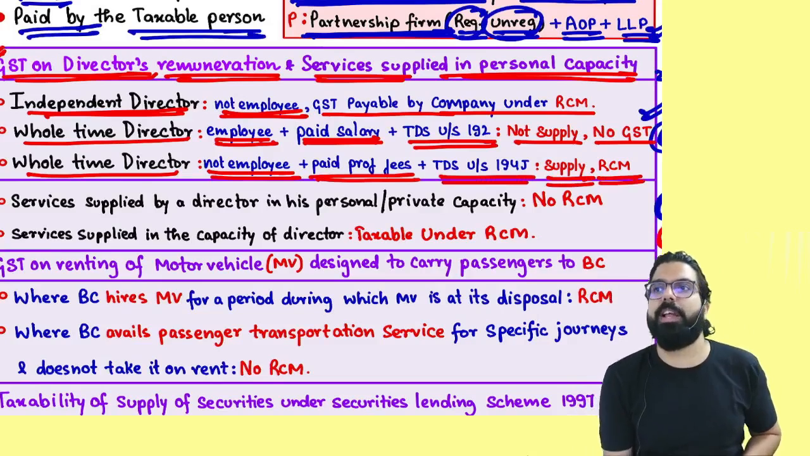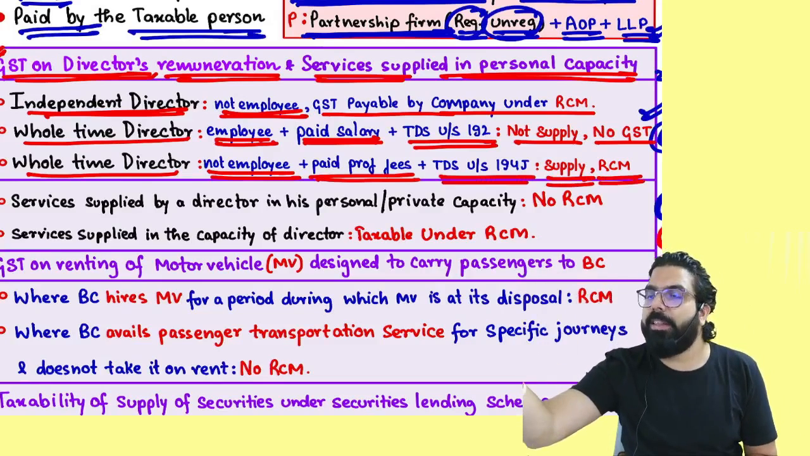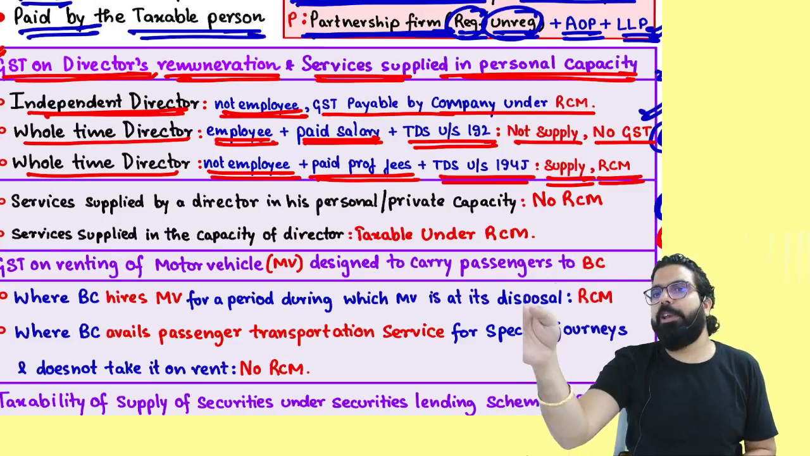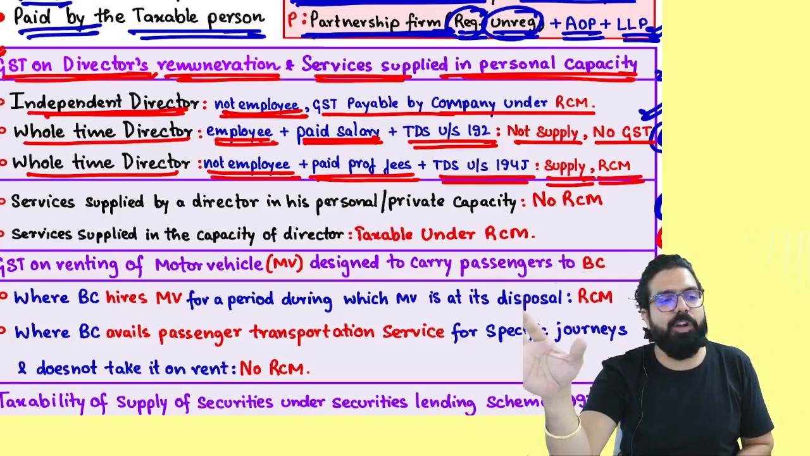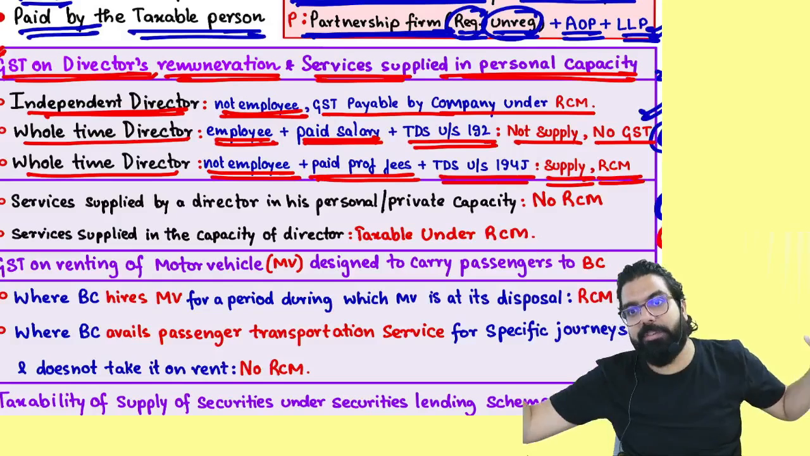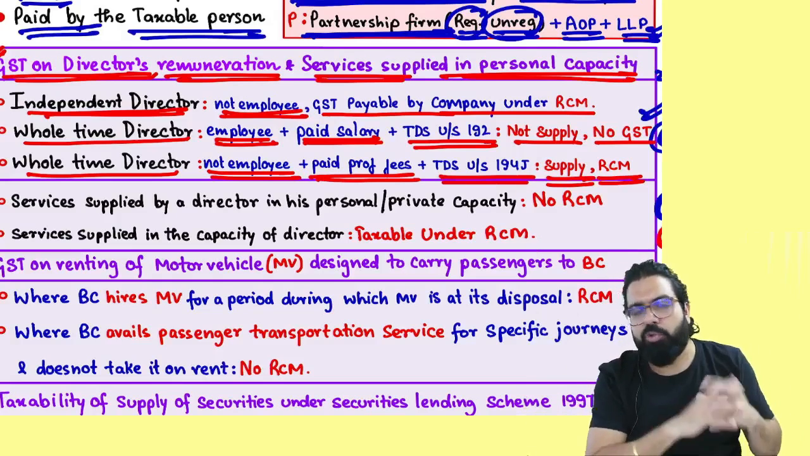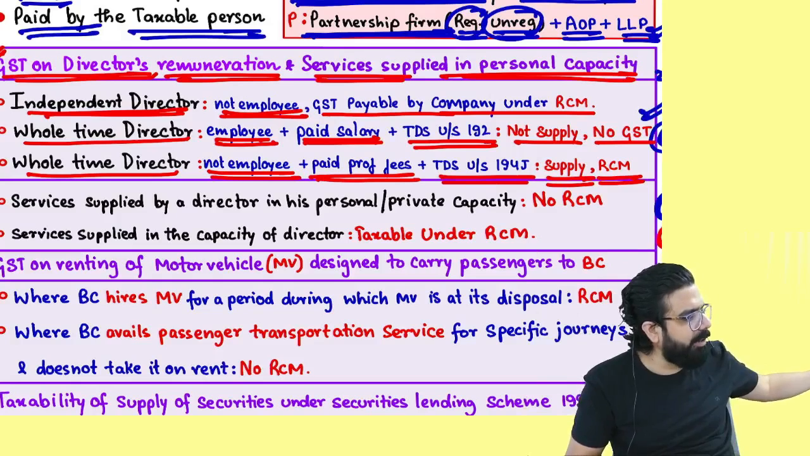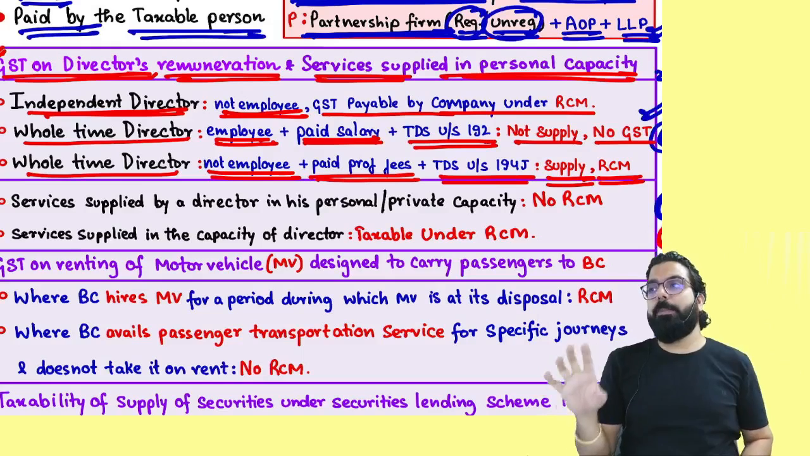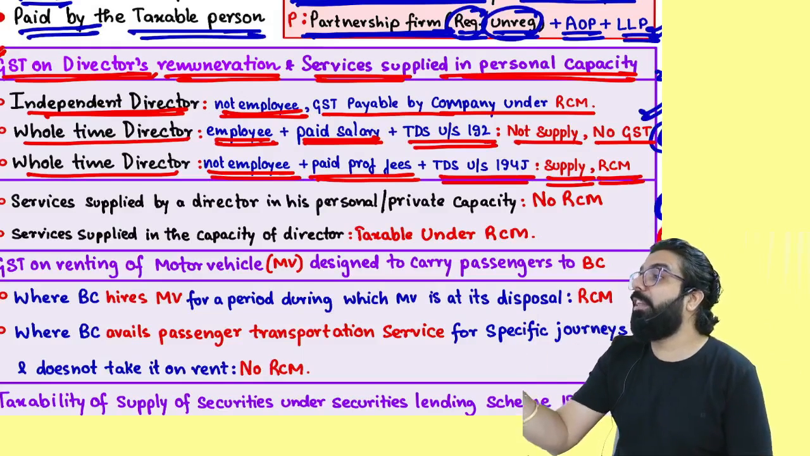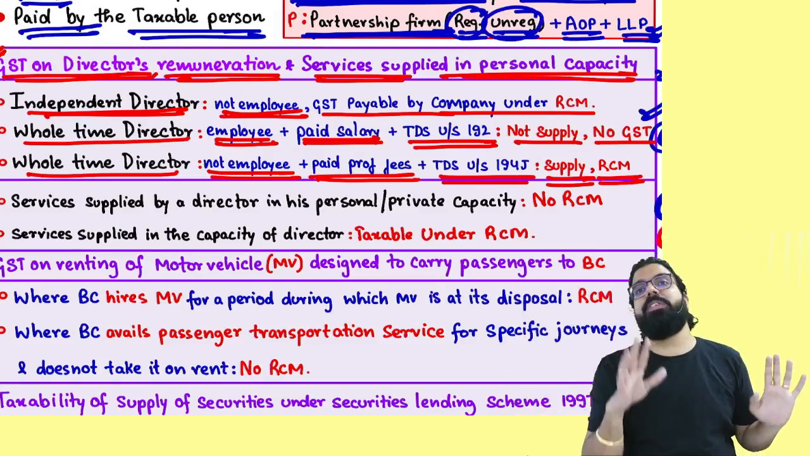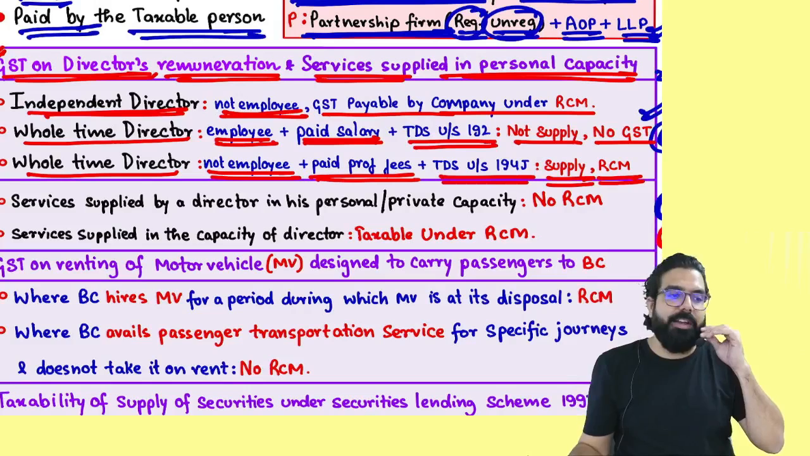The next one over here, tell me one thing. You are a director. In the capacity of the director, if you give me the service, I should pay GST under RCM. For example, you are the director of my company, but not in the capacity of director, you gave me your commercial building on rent. Should I pay GST under RCM on the commercial building or not? Required, not required? RCM applicable, not applicable? Remember, it is only the directorial services on which I have to pay GST under RCM. Any other services given by the director, I don't have to pay GST under RCM.